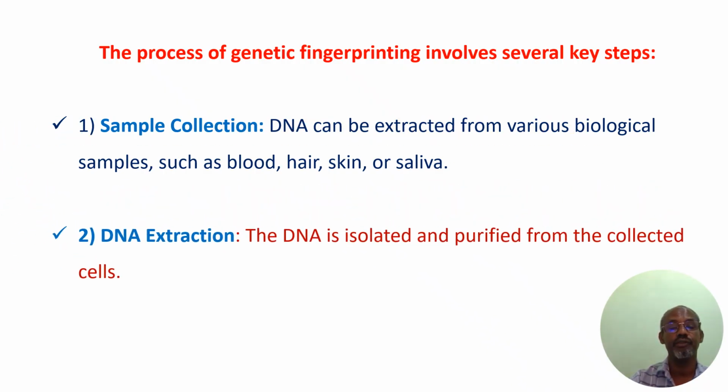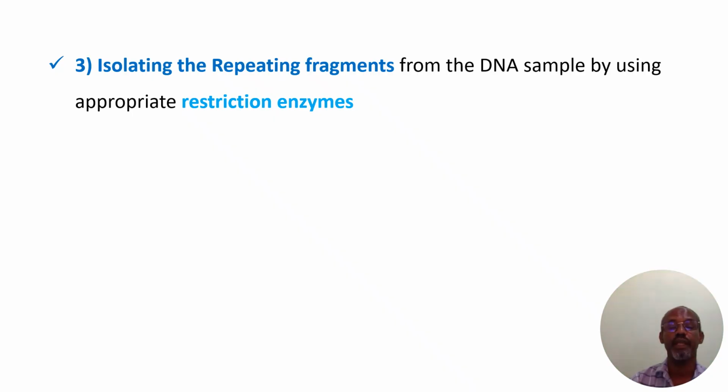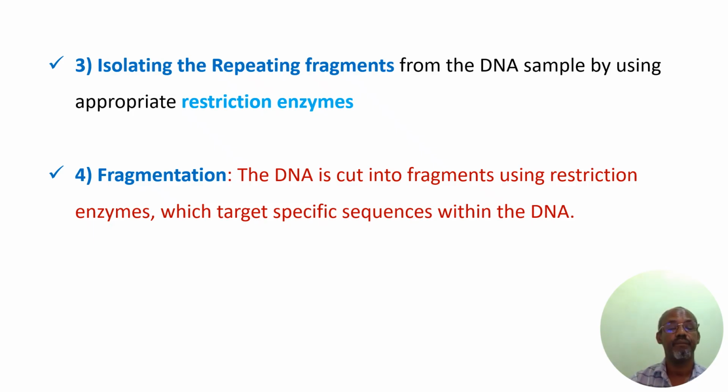Then DNA extraction. The DNA is isolated and purified from the collected cells. Then isolating the repeating fragments from the DNA. From the DNA, we take out those short tandem repeats or the VNTRs, variable number tandem repeats, by using specific restriction enzymes which cut the DNA at specific points. Then fragmentation. The DNA is cut into fragments using restriction enzymes which target specific sequences within the DNA.